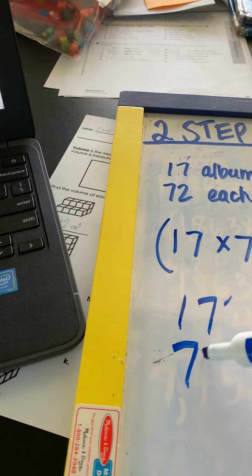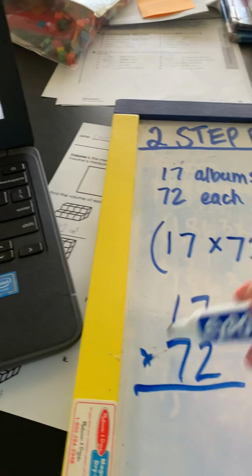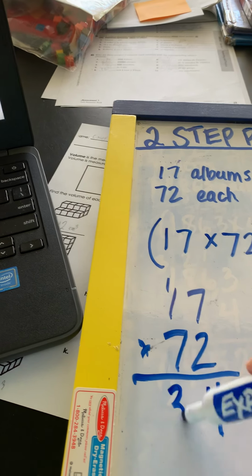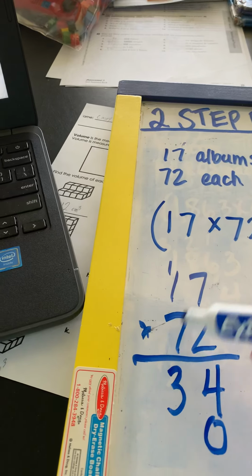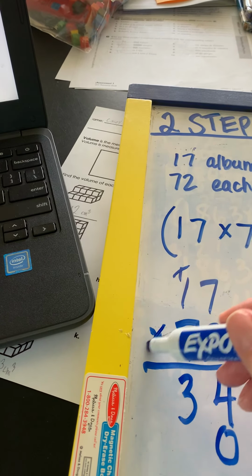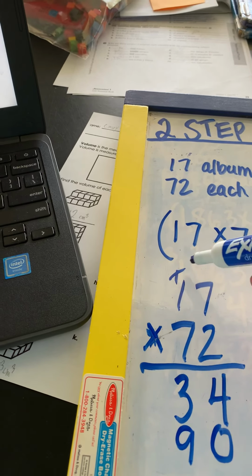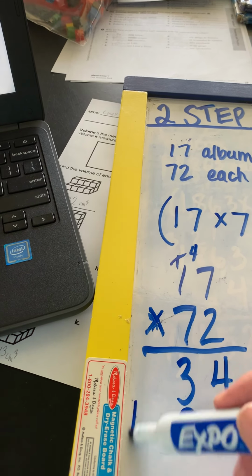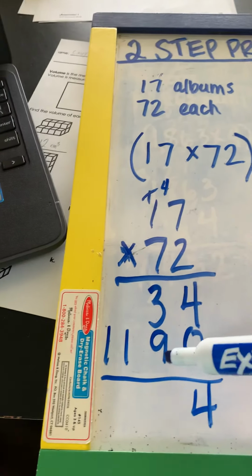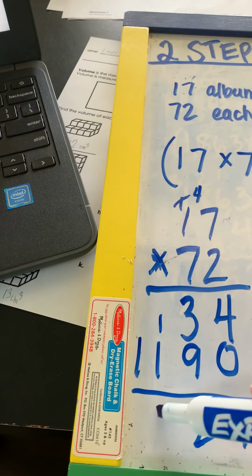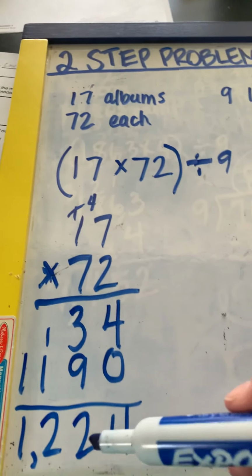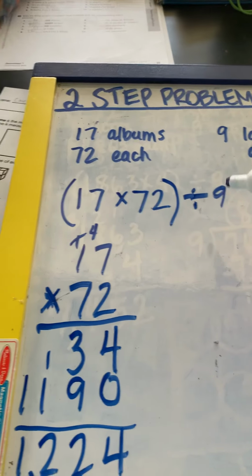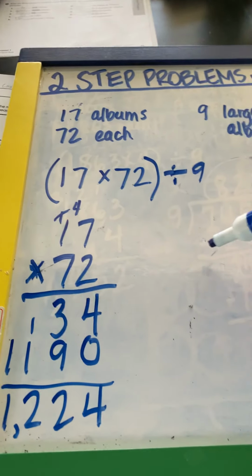17 times 72. 7 times 2, 14. 2 times 1 is 2, plus 1, 3. We use my 0 placeholder, 7 times 7. Cross that out. 7 times 7, 49. Put the 4 up here. 7 times 1 is 7. Plus 4, 11. Add it up. 4, 12, 2, 1. So that tells us she has that many photos, 1,224. You're going to take that number, divide it by 9. So this is step 2 now.